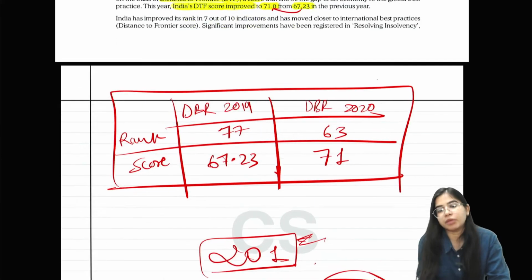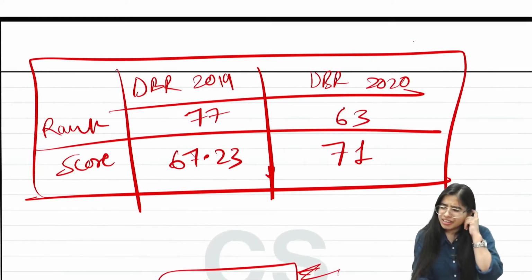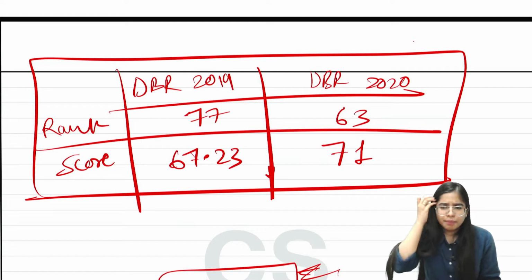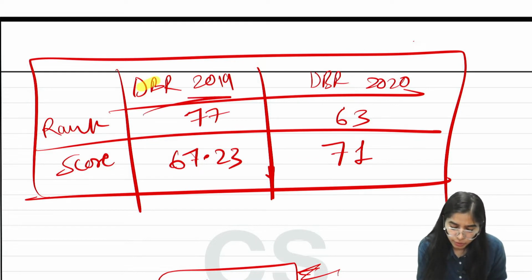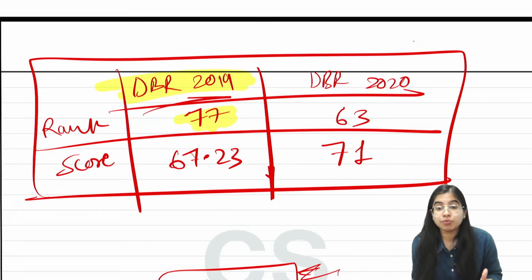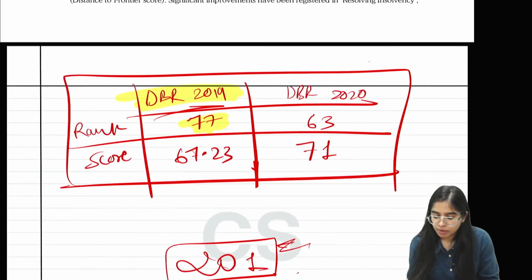So make this small table in your book itself, wherever you find space, that earlier in DBR 2019 we were in 77th position, and how much we improved. Acha, make one more column.